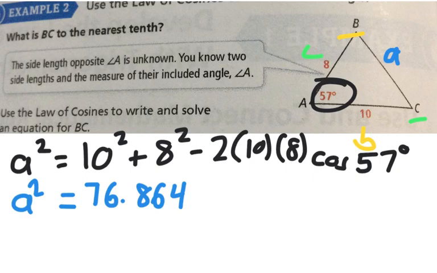Maybe the book's wrong. Give me a second. Let me do it on one of my calculators, just to make sure I'm right. 76.857, which would be 76.858 when I round. Is that what you guys got? Okay. The book did a bad job here.